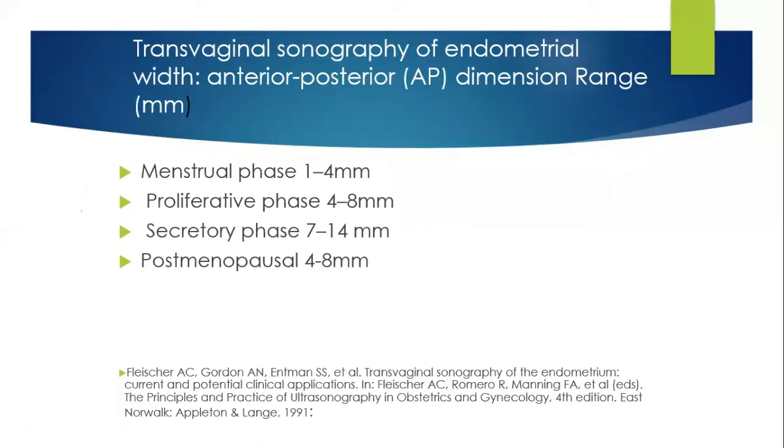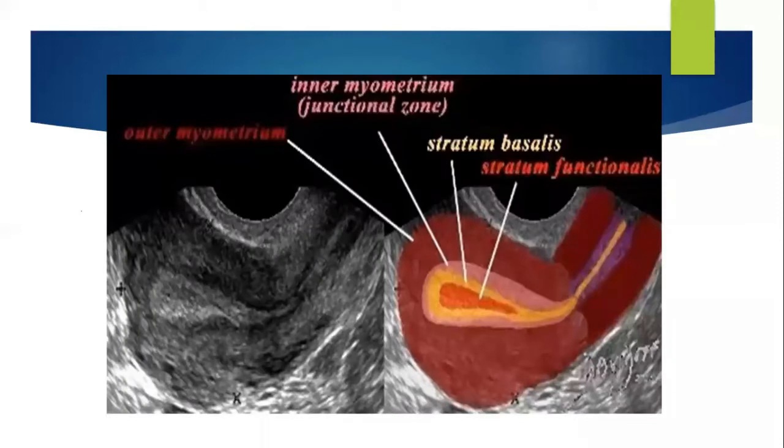And their measurement is somewhere between 1 to 4 millimeters in the menstrual phase, 4 to 8 in the proliferative, and in the secretory phase, 7 to 14. And we all know postmenopausal, in case she is asymptomatic, up to 8 mm, we do not touch the patient unless she has some symptoms. Now, this is how the endometrium looks on transvaginal scan.